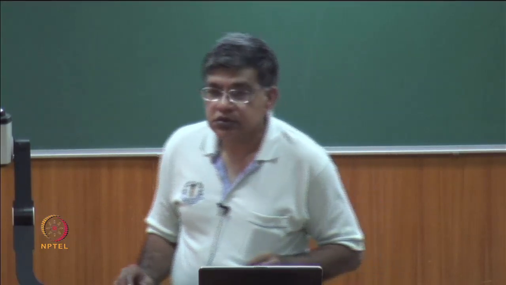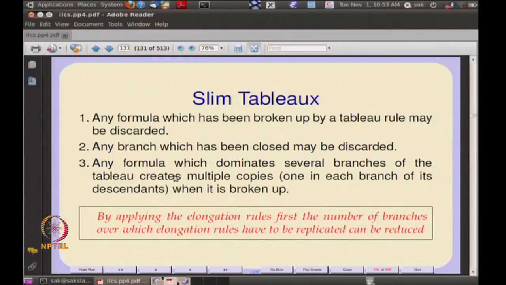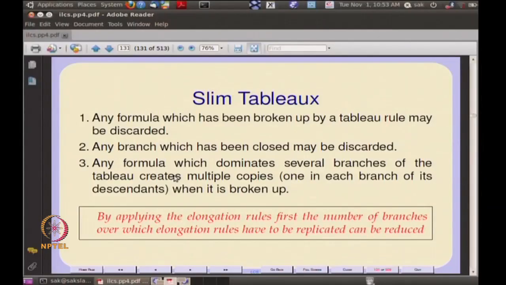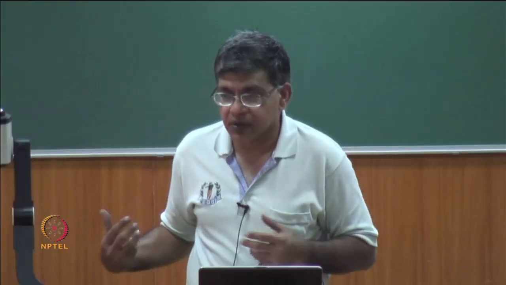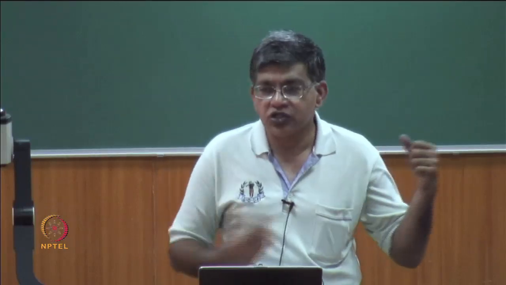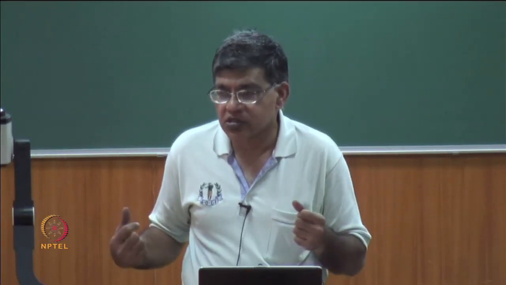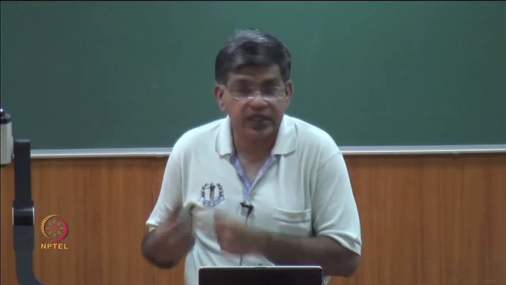There is something called slim tableau. Yeah, right. So there is this notion of a heuristic that you normally apply: you postpone the application of branching rules as far as possible, and give priority to elongation rules. So, you first do all the elongation rules possible, and when the Tableau has only branching rules possible, that is when you do branching. So, you get slim Tableaus because of that.